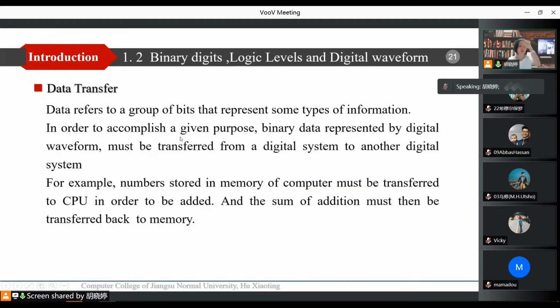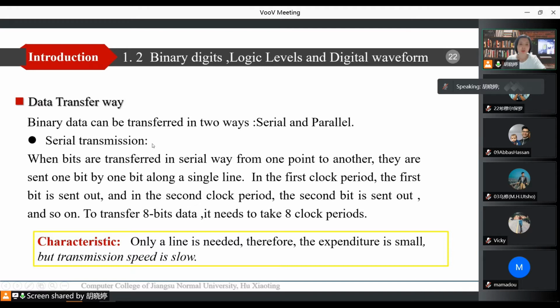Okay, in order to transfer some information, we can use two kinds of transfer method. One is serial transmission. You need to know the characteristic of serial transmission. For serial transmission, just one line is needed. All of the information will be transferred using one line. When you use this transfer way, its expenditure is small, but the transmission speed is slow.